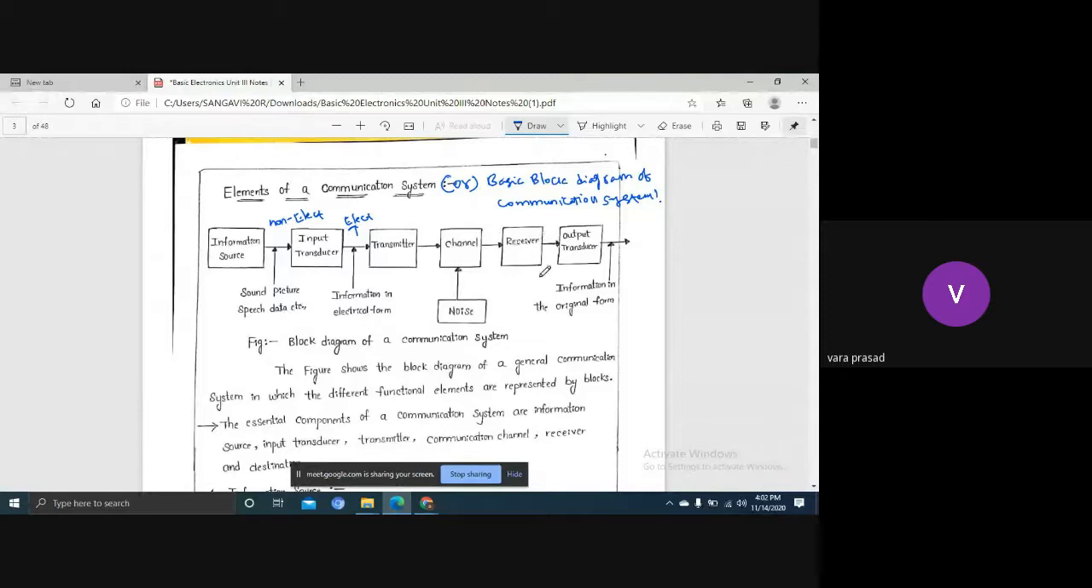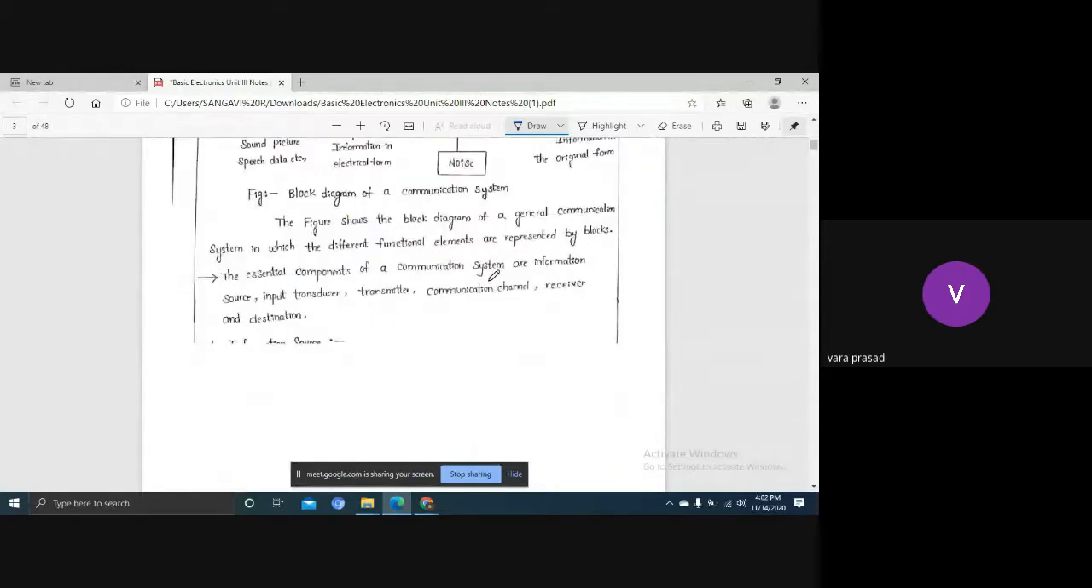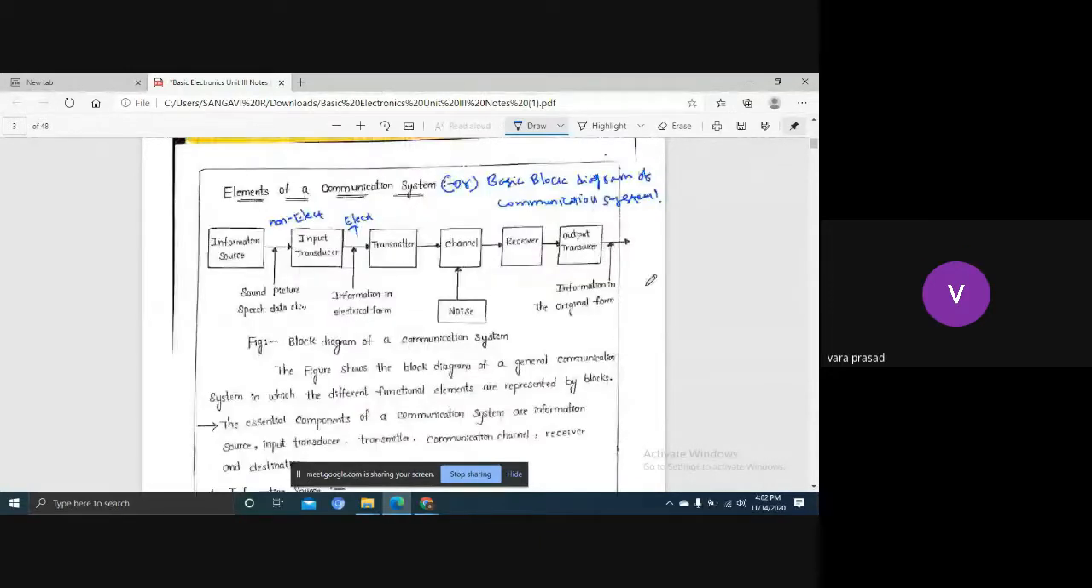Definitely I am expecting this question: elements of a communication system or basic block diagram of a communication system. Please draw it in how many blocks? 1, 2, 3, 4, 5, 6 blocks: information source, input transducer, transmitter, channel, receiver, output transducer. Please keep in mind, this is one of the questions.